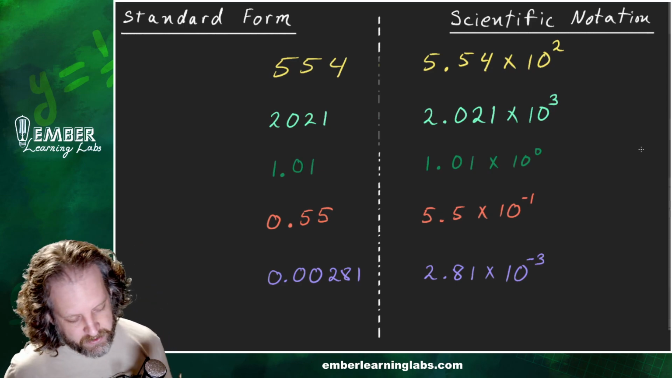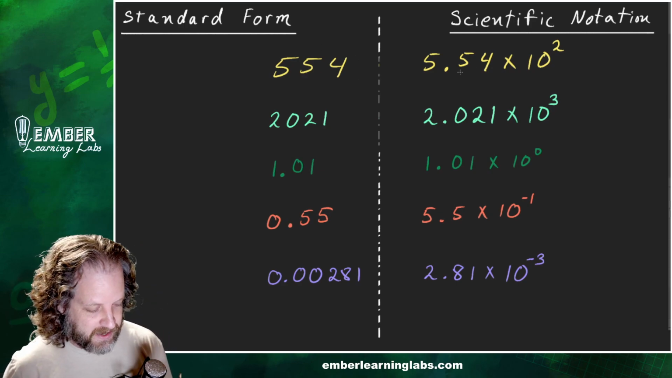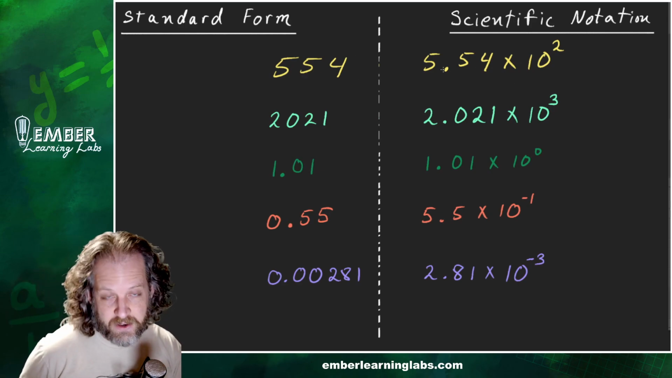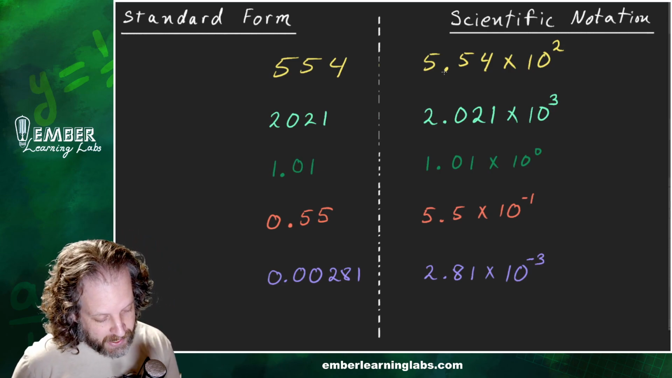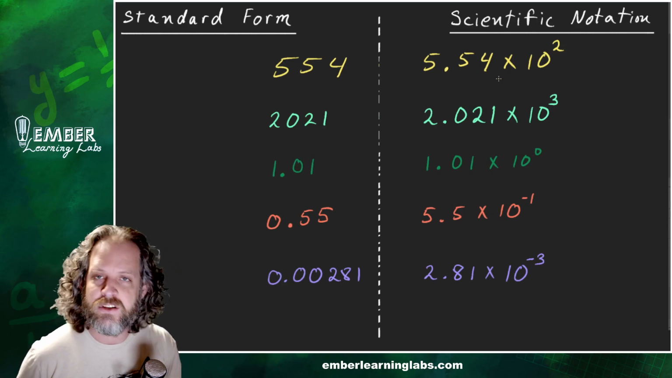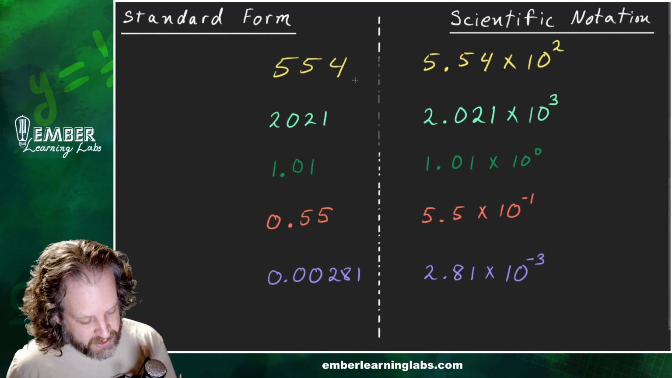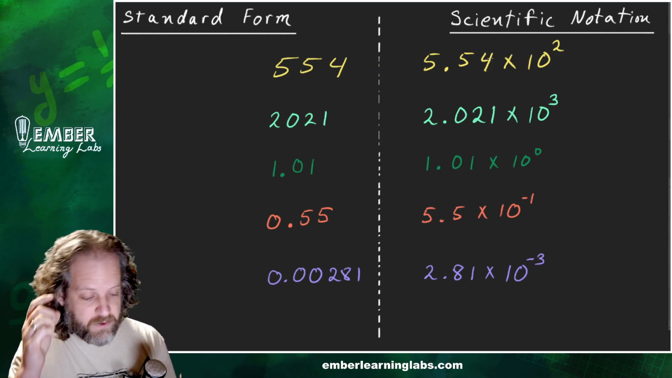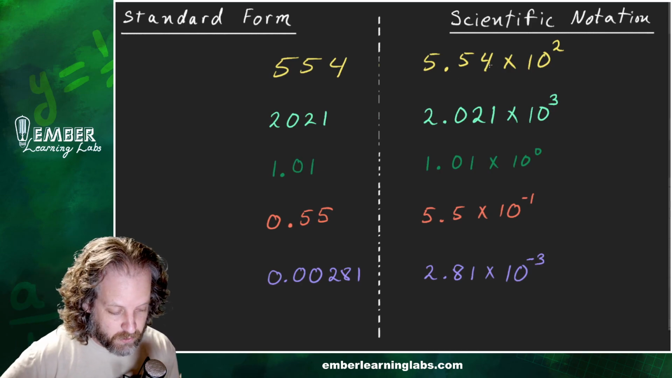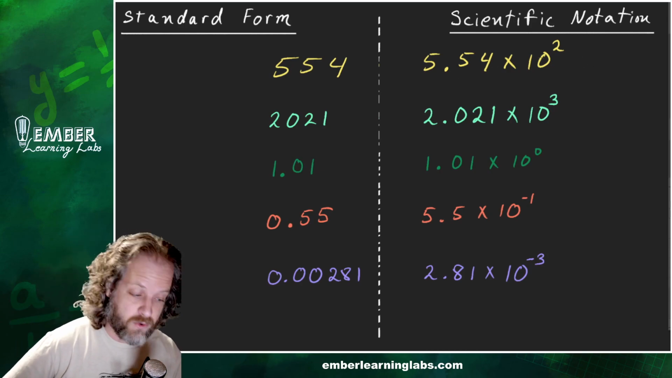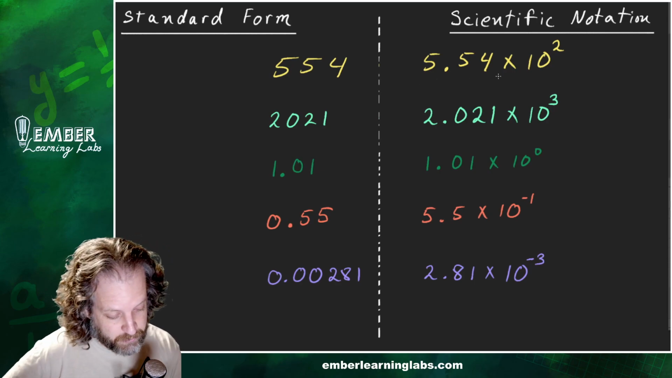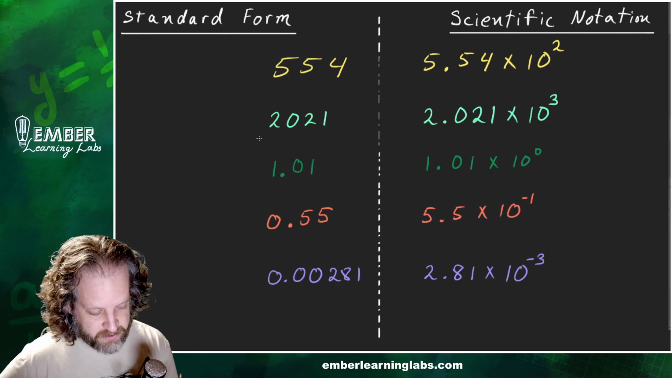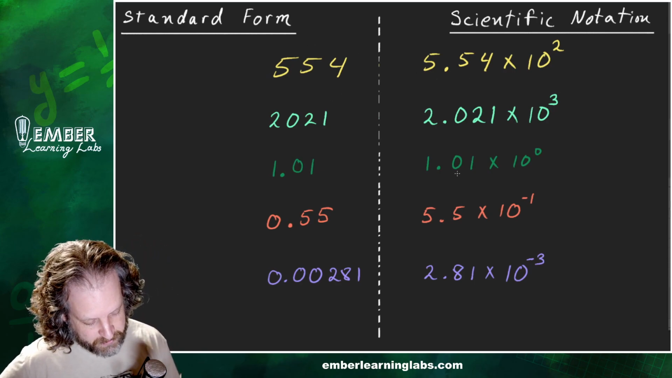So scientific notation is the number with a decimal right after the first digit and then times 10 to some power. You can see that if we multiply 5.54 times 10 squared, or 100, then it's going to move that decimal place over and we get this original number. So the same idea with all these numbers.